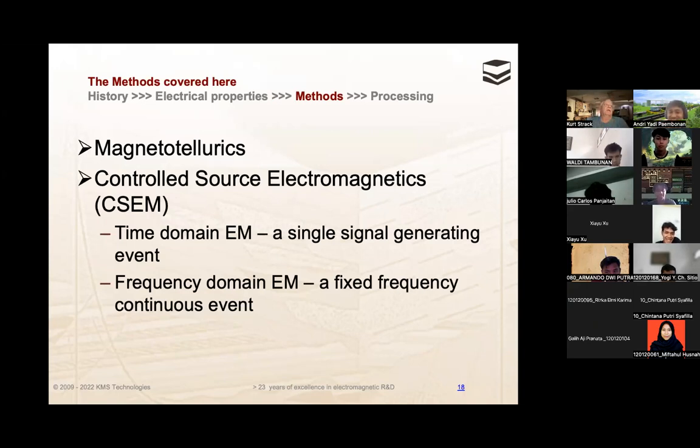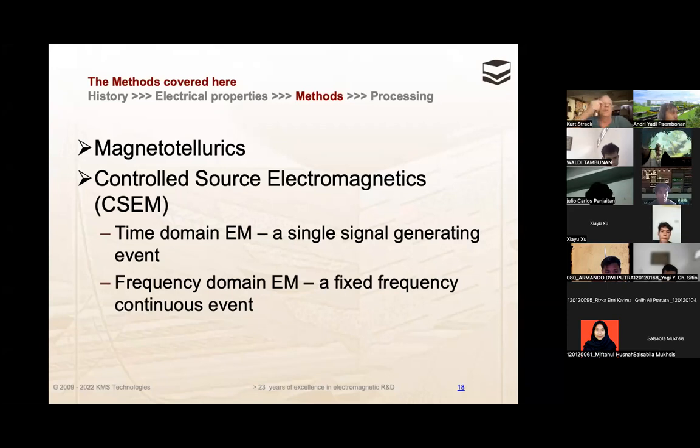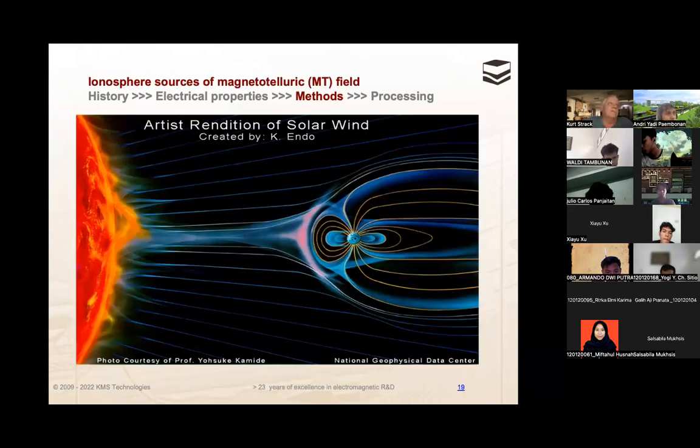So to start out with, we talk about magnetotellurics, and I explained what magnetotellurics is. Under the controlled source electromagnetic methods, we have 2 methods. We have time domain electromagnetic methods, which use a single signal generating event, and frequency domain electromagnetic methods, which use a continuous signal generation event.